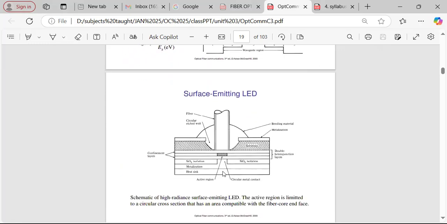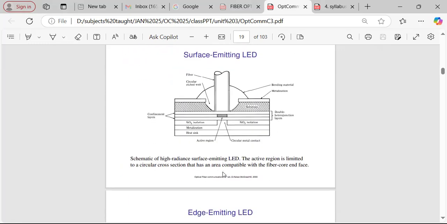And next we'll discuss the surface emitting LED and edge emitting LEDs.